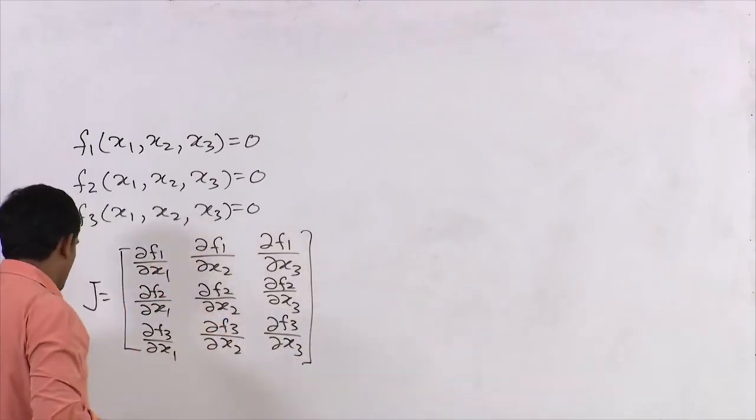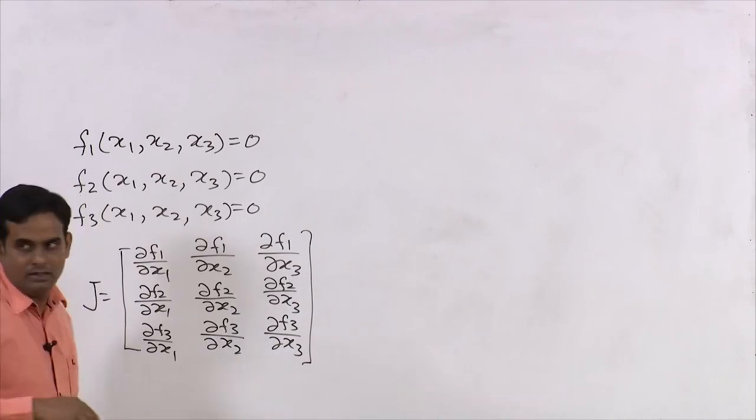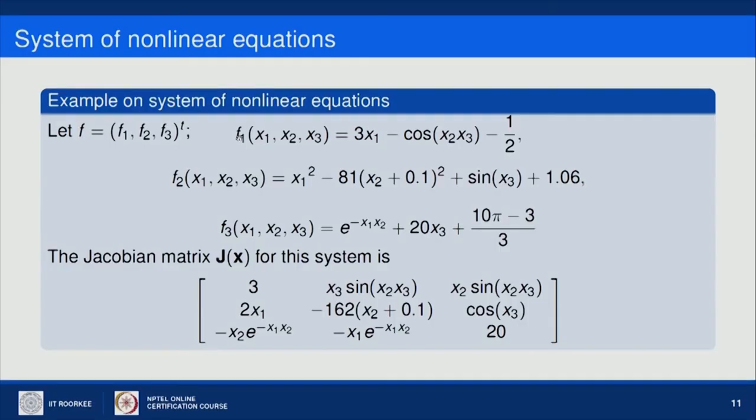So hence the Jacobian matrix will be a 3 by 3 matrix, and here del f1 over del x1 will become 3, del f1 over del x2 will become minus, minus will become plus, sin x2 x3 into x3, so x3 sin x2 x3. Similarly, del f1 over del x3 will become x2 times sin x2 x3. The next row will be the partial derivatives of f2 with respect to x1, with respect to x2 and with respect to x3, and the final row has the partial derivatives of f3 with respect to x1, x2 and then x3.